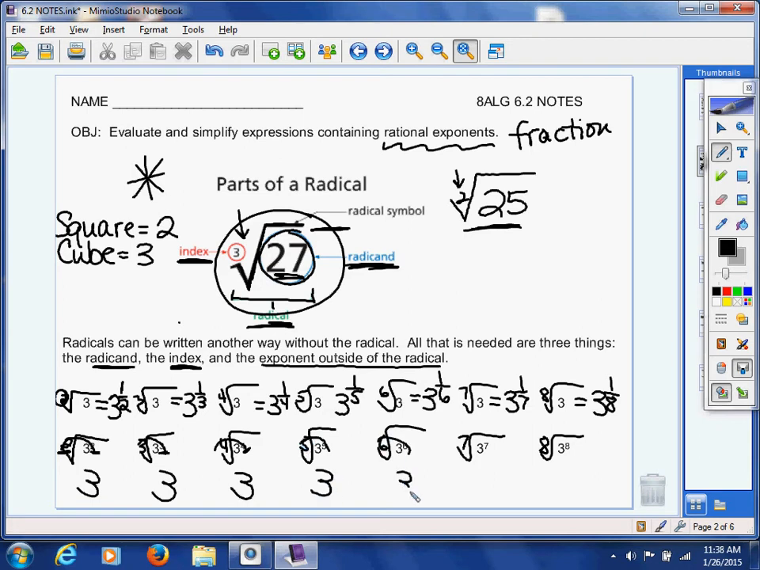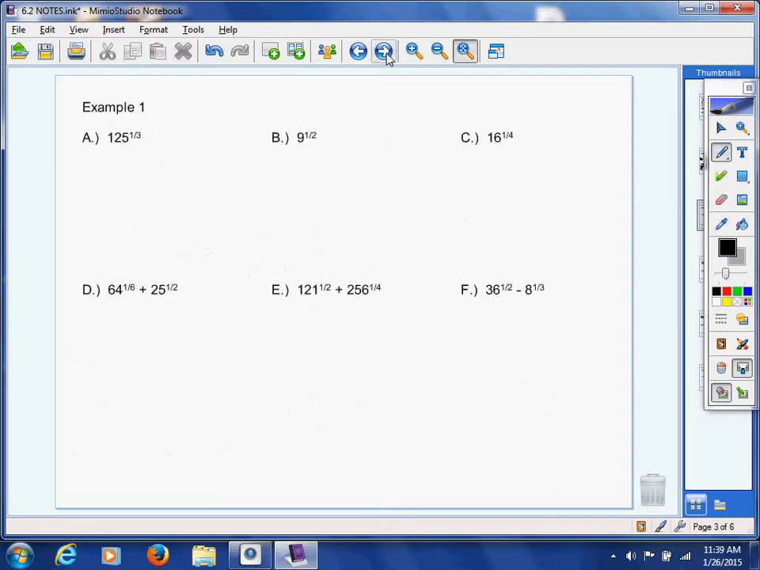That's what happens. So every one of these is going to end up being just plain old 3 because the exponent and the index are the same number. And that root and that exponent cancel each other out. That is truth. And I just wanted to show you that shortcut. All right, let's flip to our next page because I wanted to show you example 1.